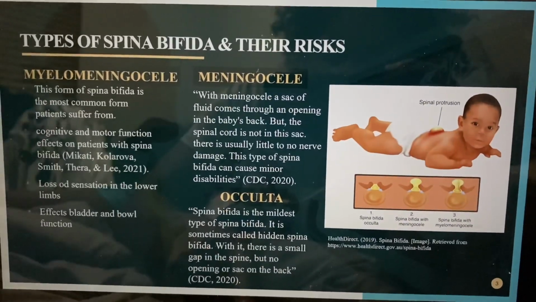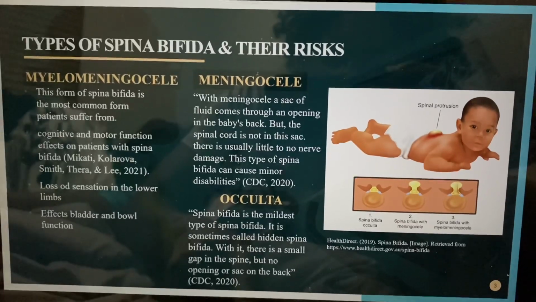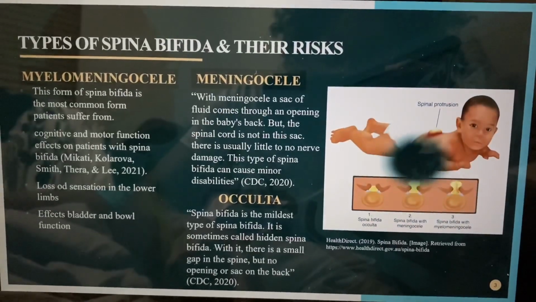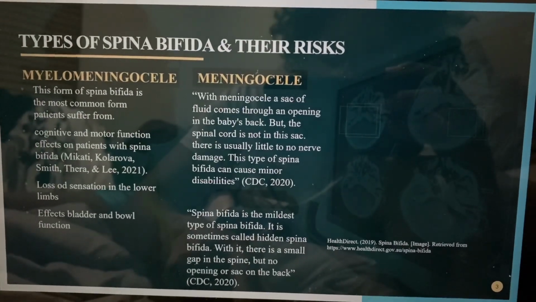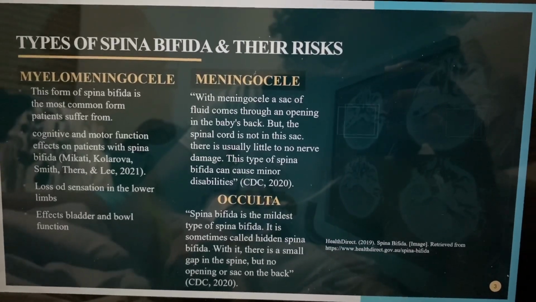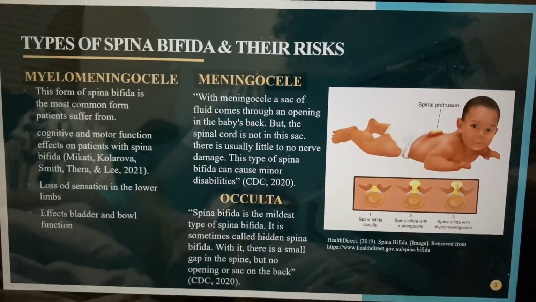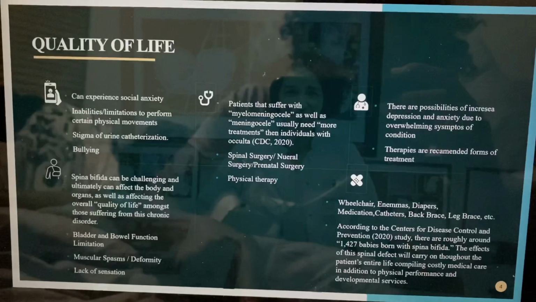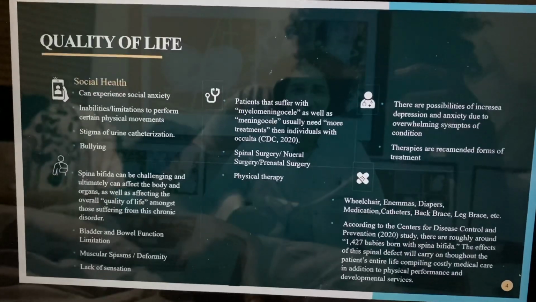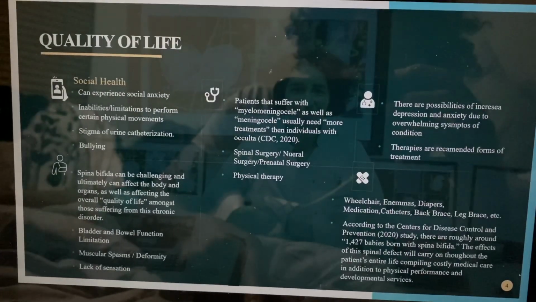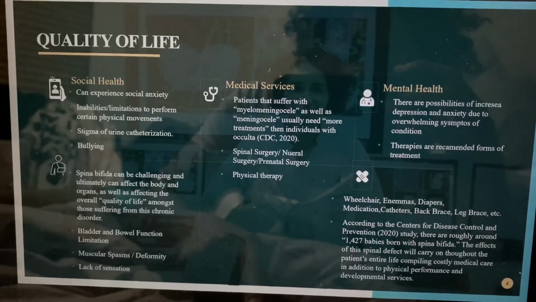Now, getting into meningocele, this is the second most severe form of spina bifida, which presents itself as a sac of fluid which comes through an opening within the back of a baby's spine. This sac usually presents little to no nerve damage and minor disabilities compared to the rest. Now, occulta is usually the more hidden spina bifida, which presents the least amount of symptoms associated with this kind of spina bifida.